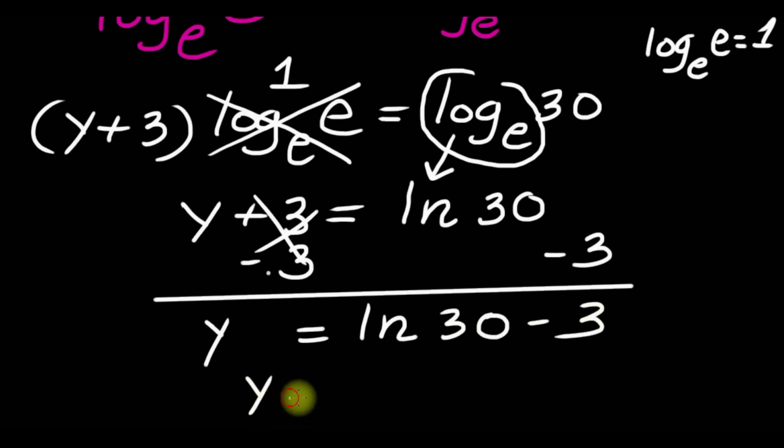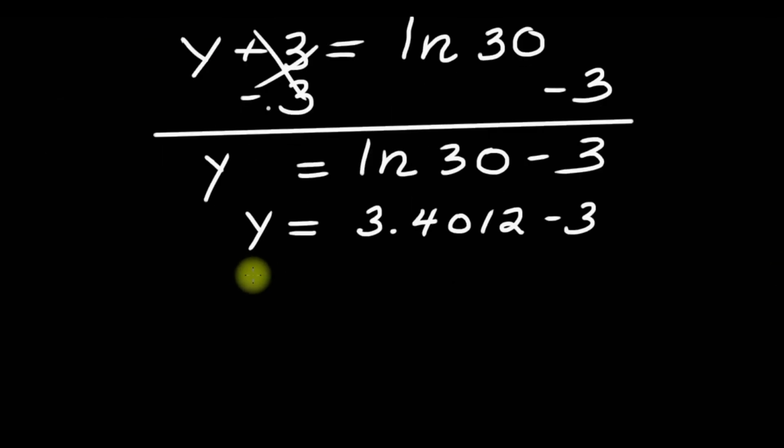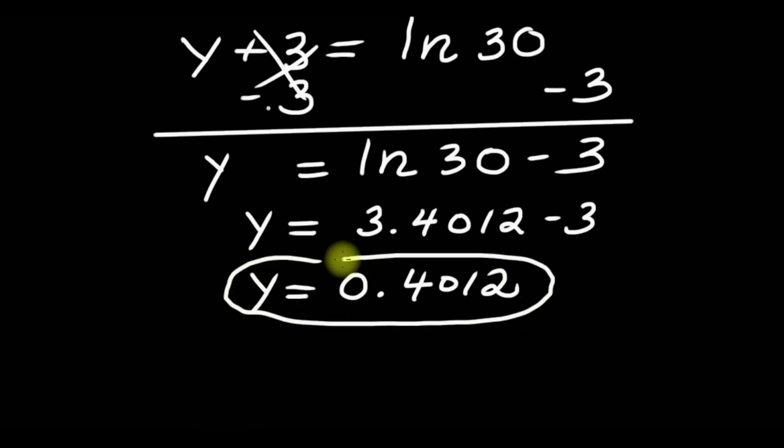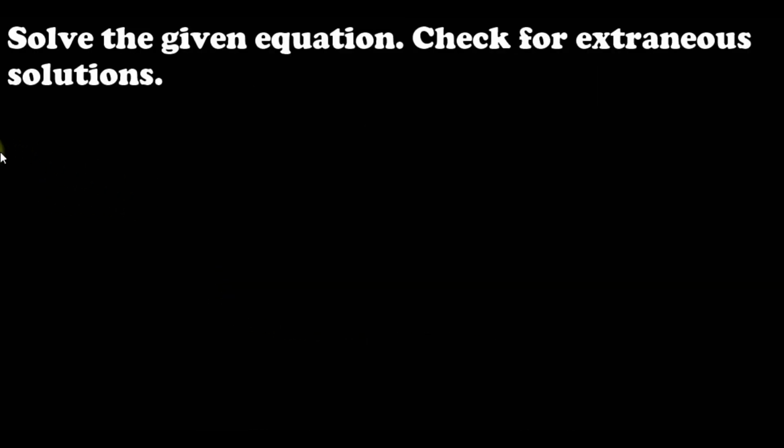And then I can input that into the calculator. Well, ln of 30 is going to be 3.4012, and then minus 3. And that is going to give me 0.4012. Okay, so this is what y is. Okay, so we're going to look at one more.